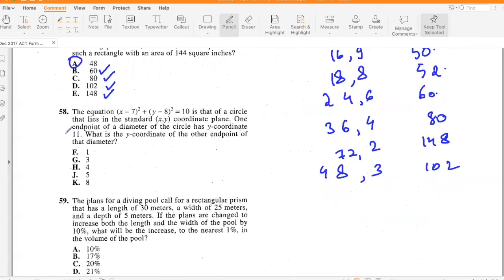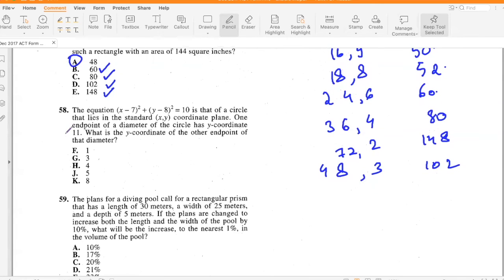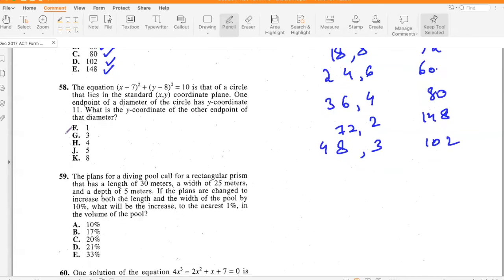The equation is that of a circle that lies in the standard coordinate plane. One endpoint of a diameter of the circle has y coordinate 11. What is the y coordinate of the other endpoint of that diameter? So the center is 7, 8, right? So if one endpoint has a y coordinate of 11, the other one will be, let's say, y. So y plus 11 by 2 should be 8. So y plus 11 should be 16. So that would be 5.